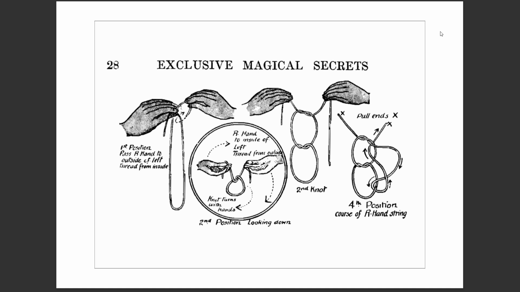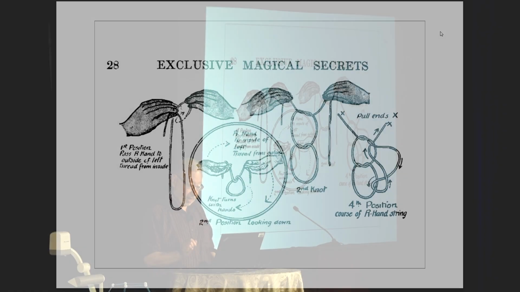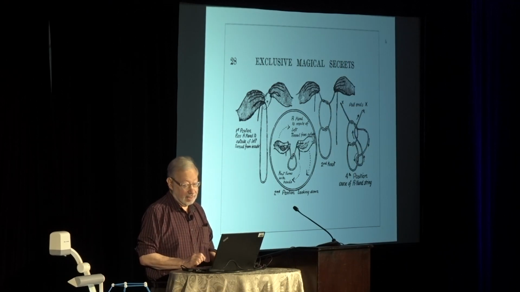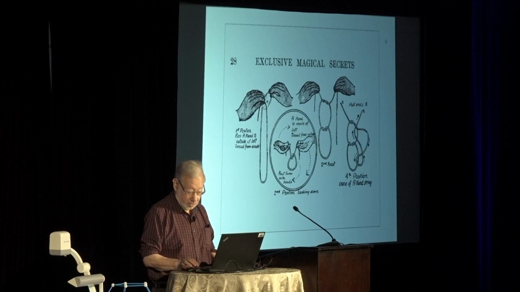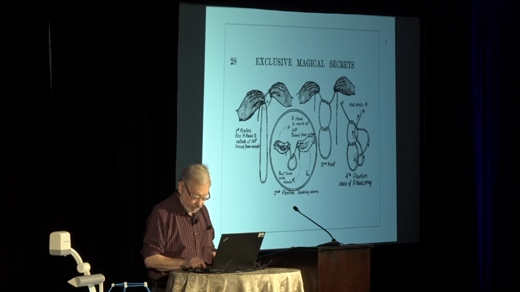You may be familiar with this trick. You tie a trefoil knot, and then you tie a square knot above it, and then you do a threading just right, and the knot disappears when you pull on it. You may be familiar with that trick.